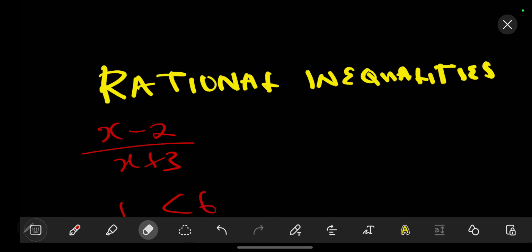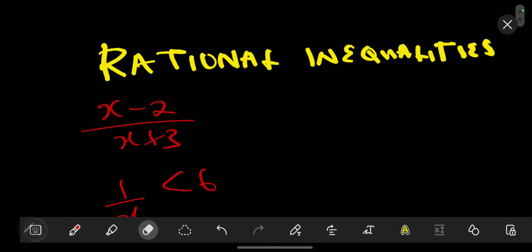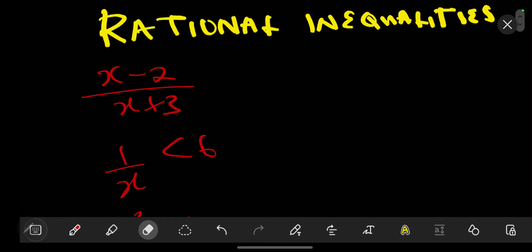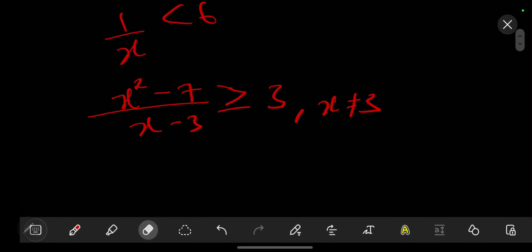Good afternoon, everyone. So we are looking at rational inequalities. How are you going to be dealing with your rational inequalities? Firstly, there is an important rule. We are going to answer these three problems.